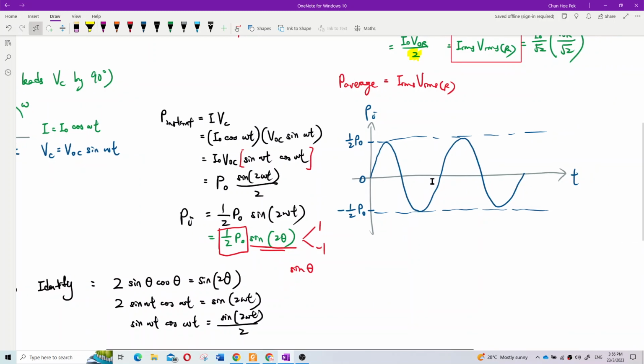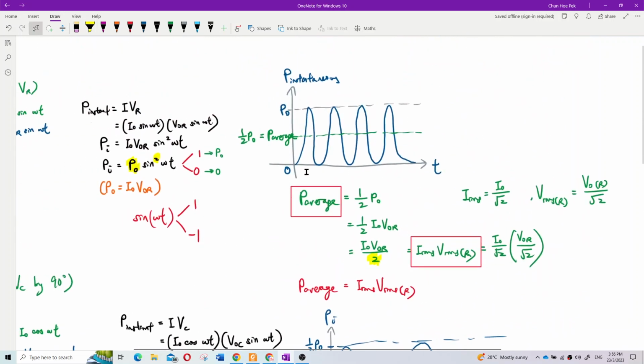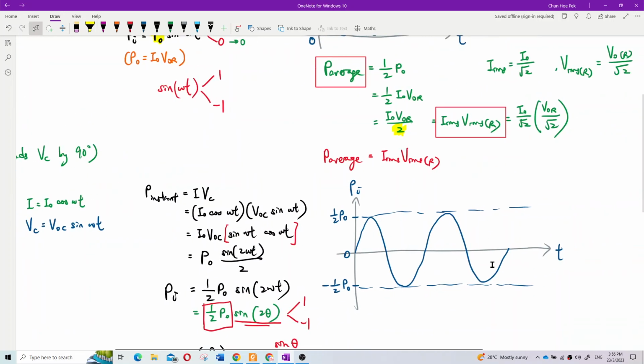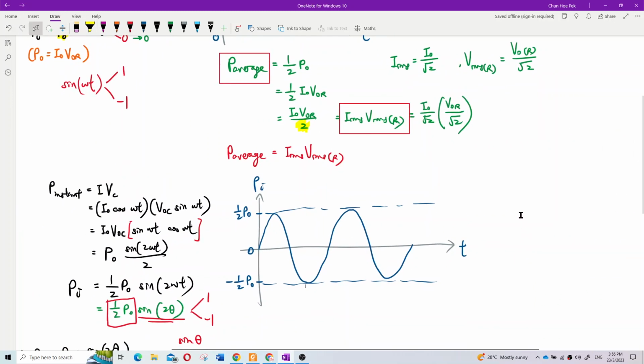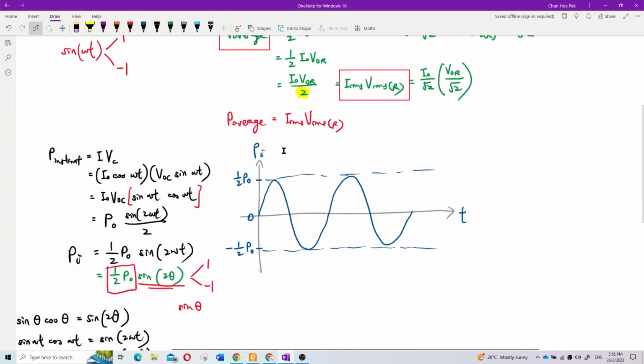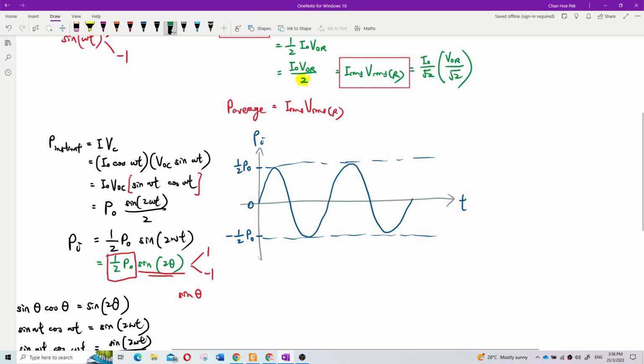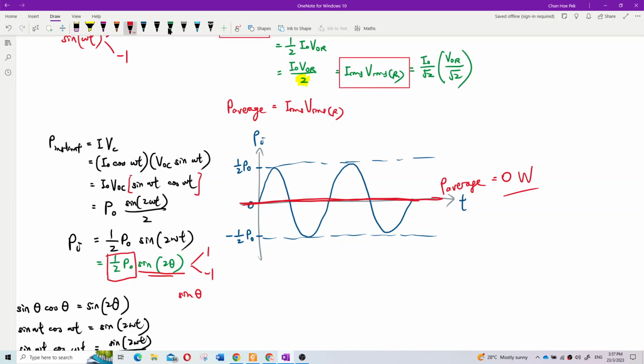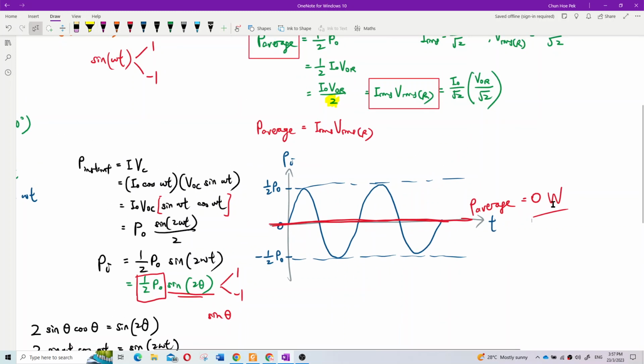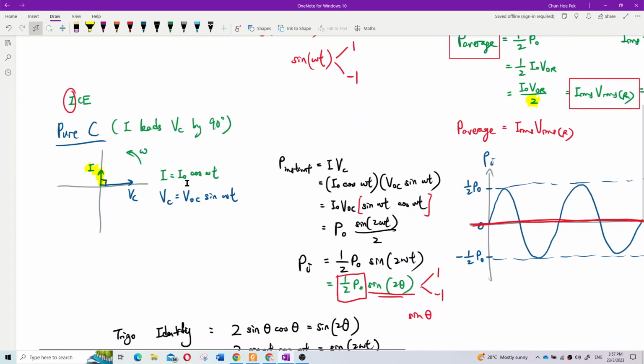Okay. So from here, this is the instantaneous power graph. Now, what is the average power? What is the average power? Average power is the middle line. So for this one, the average power is 0 watt.